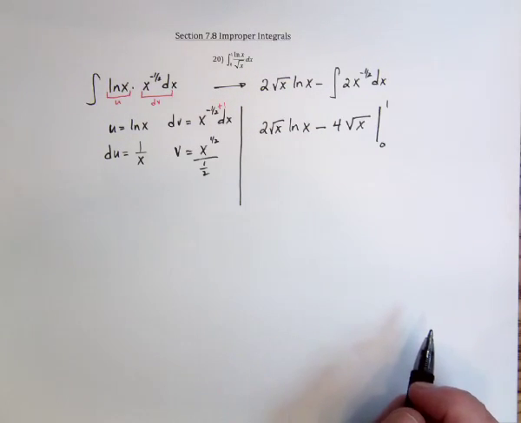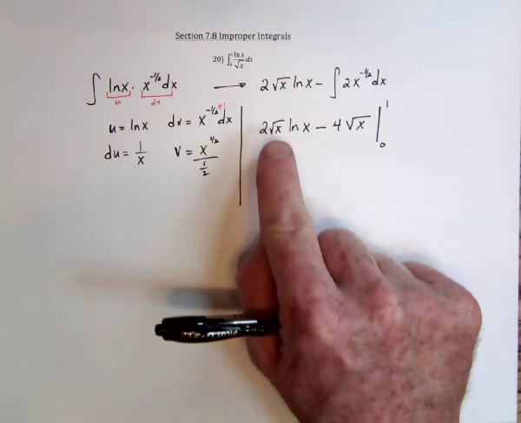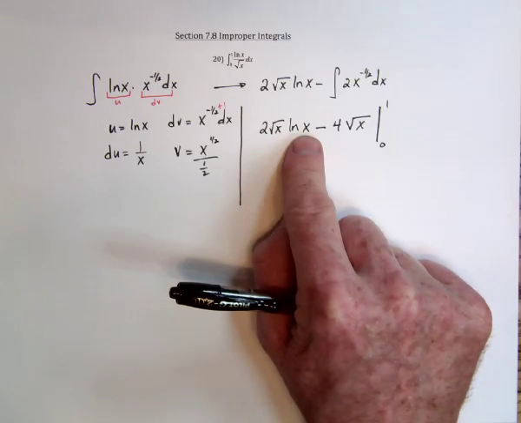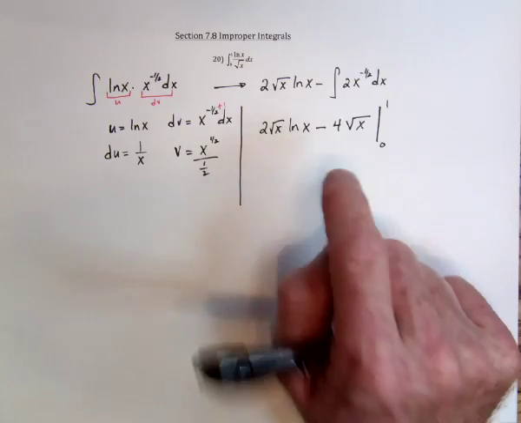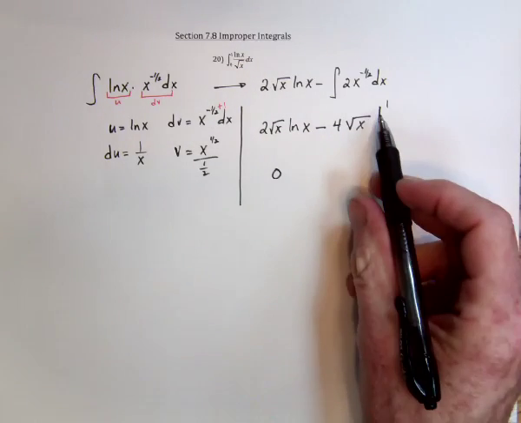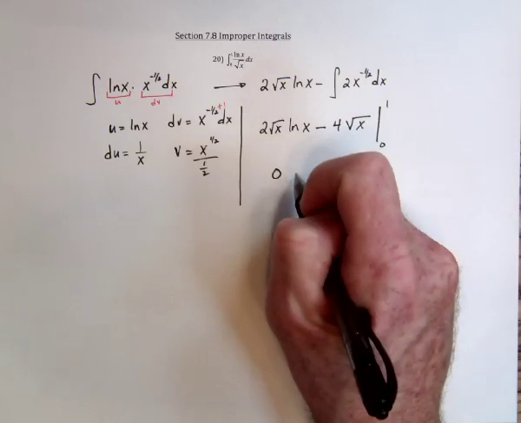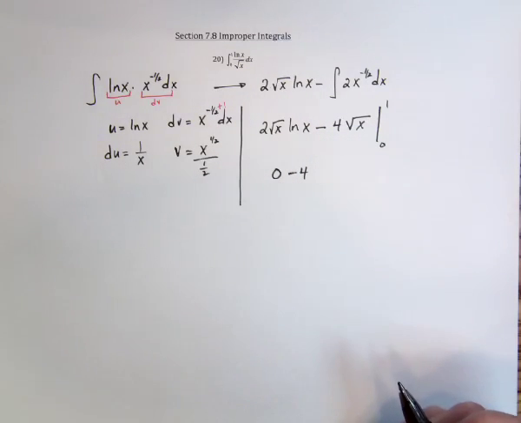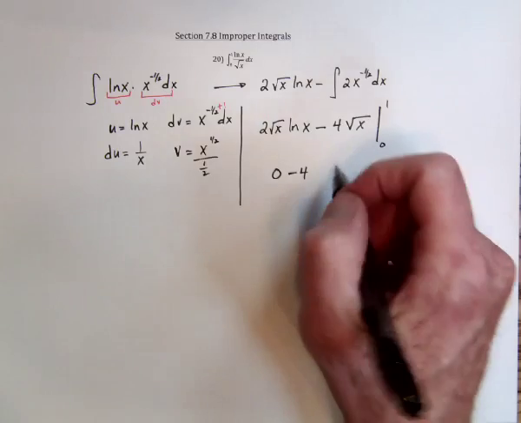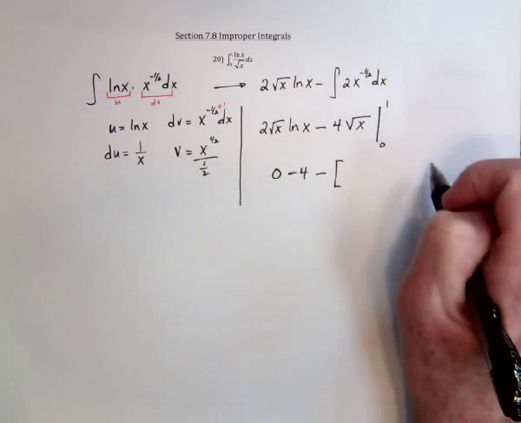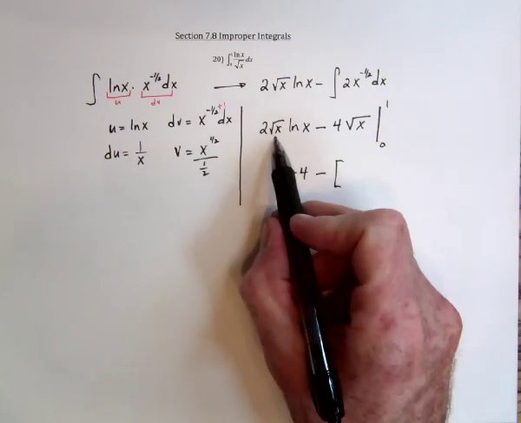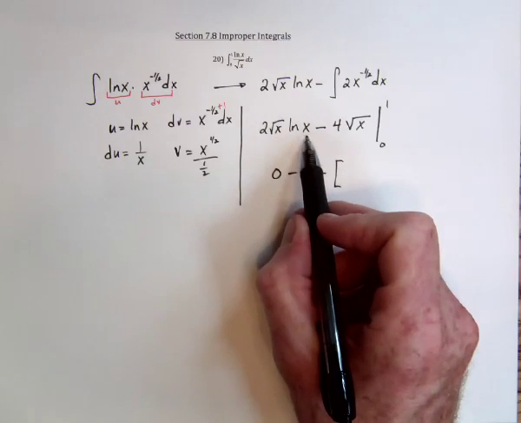So let's see, substitute a 1. This would be a 1. Natural log of 1 is 0, so that's actually a 0. And then substitute a 1, we get -4. So I have a feeling that's what the answer is going to be, based on that graph we looked at earlier. But we still need to substitute the 0. So minus, when you substitute the 0, this is going to be 0. This, as a limit, is negative infinity.